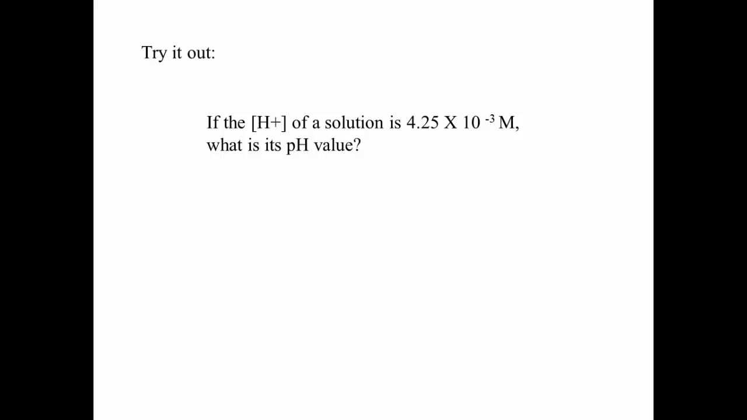So let's try this out. Go ahead and try using the equation to solve this problem. If the hydrogen ion concentration of a solution is known to be 4.25 times 10 to the minus 3 molar, that's what the big M stands for, or moles per liter, what would be the pH value? So go ahead and hit pause and try this problem out, and then in the next slide you'll see the answer to check your work.